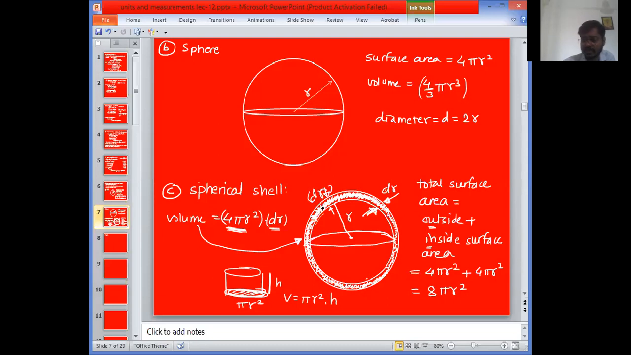A very small thickness is called dr. Okay, a very very small distance is called dr or dx or dy or dz. Right now it is dr. So the inside surface area, that is 4 pi r square, into the thickness, just like area of base into height.